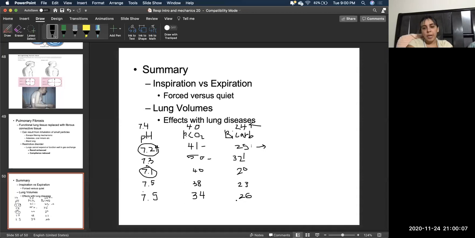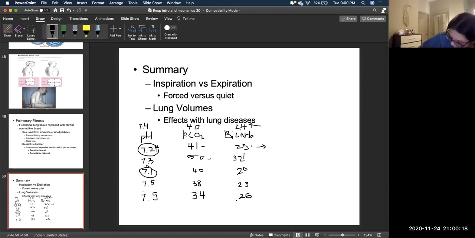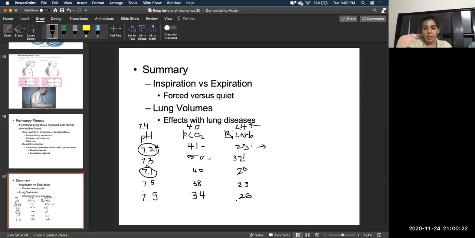Whenever we're having a respiratory problem, the kidneys are going to respond to that. And whenever we have a metabolic problem, the respiratory system is going to try to compensate. It's going to get even deeper than that, but I think that's good.